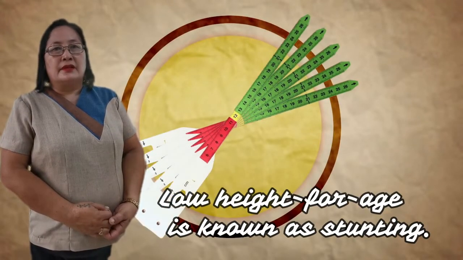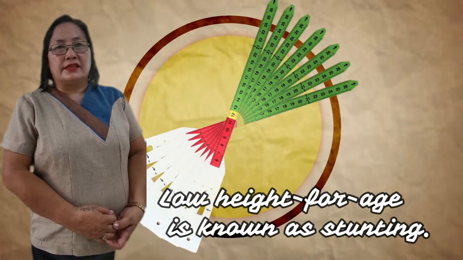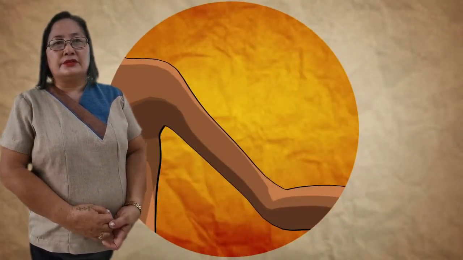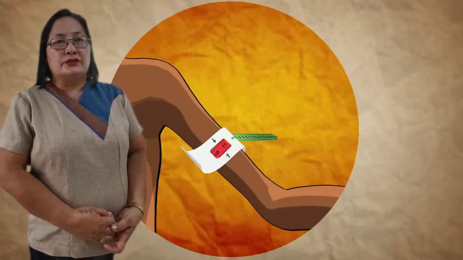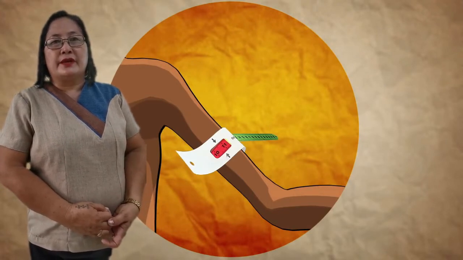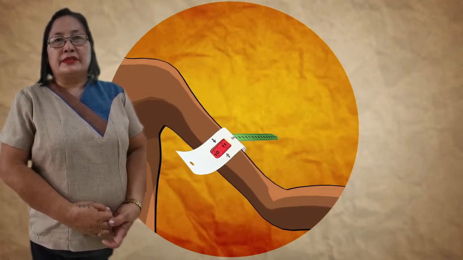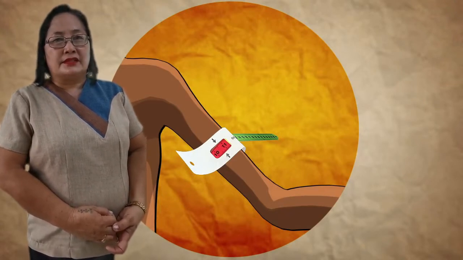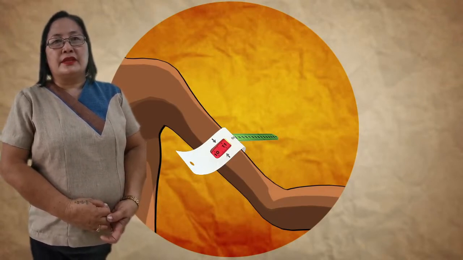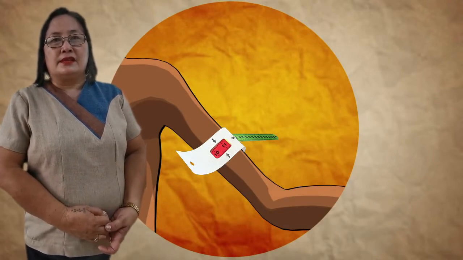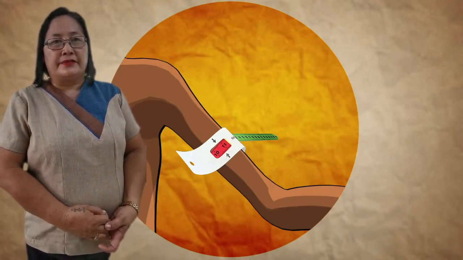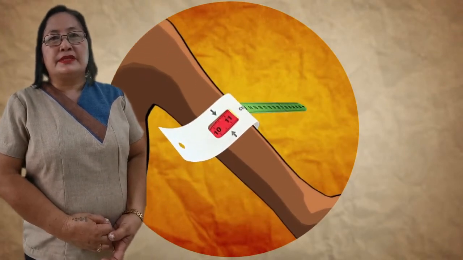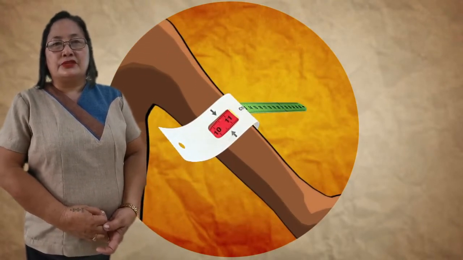Low height for age is known as stunting. It is the result of chronic or recurrent undernutrition, usually associated with poor socioeconomic conditions, poor maternal health and nutrition, frequent illness, and or inappropriate infant and young child feeding and care in early life. Stunting holds children back from reaching their physical and cognitive potential.